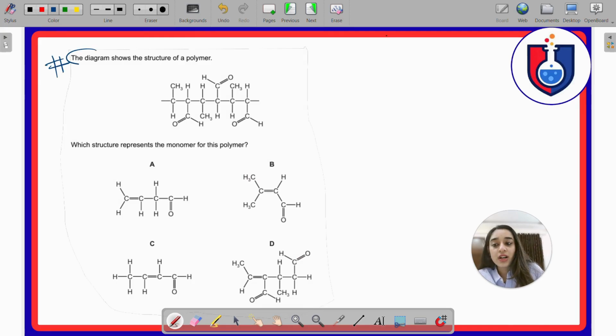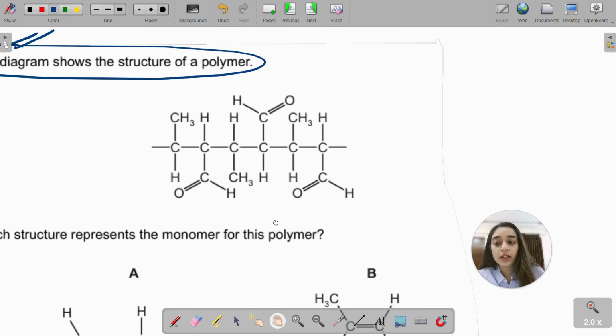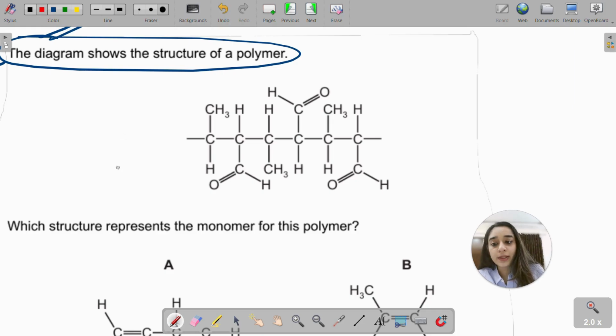The diagram shows the structure of a polymer. Again, there is this question of polymer. This type of question is very common, and you must have seen these types of questions in previous year questions also. I'll just zoom in to the polymer. Think of it like a game. This is the polymer. You have to identify the smallest repeating unit, which is being stacked again and again to form a polymer. So the minimum repeating unit should have at least two carbons.